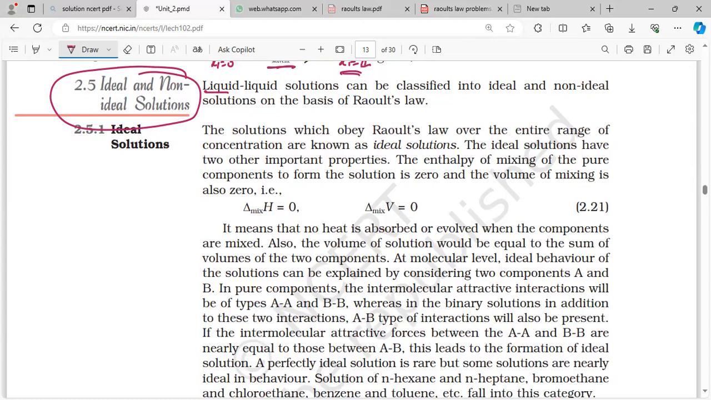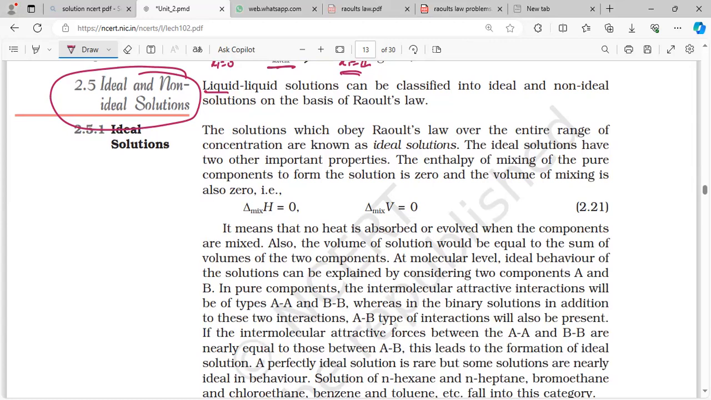Del H mix is zero, del V mix is zero. It means that no heat will be absorbed or given out when the components are mixed, and the volume will be equal to the sum of volumes. The molecular level ideal behavior of solutions can be explained by considering two components A and B. In pure ones, the intermolecular attractive forces will be of type AA, BB, and in the binary it will have AB.